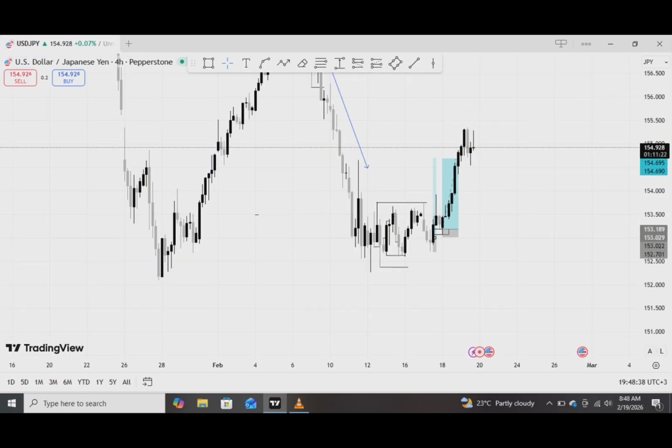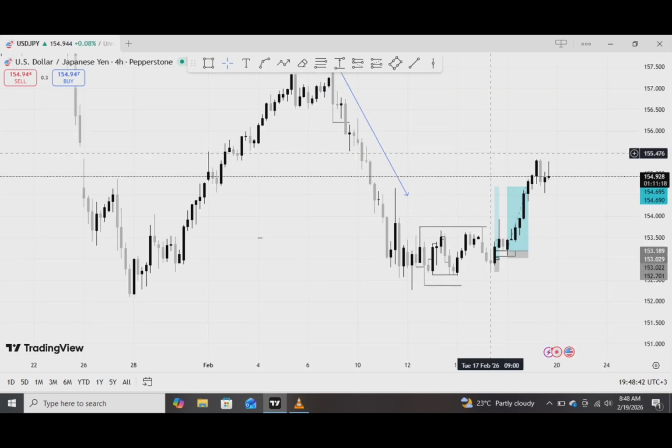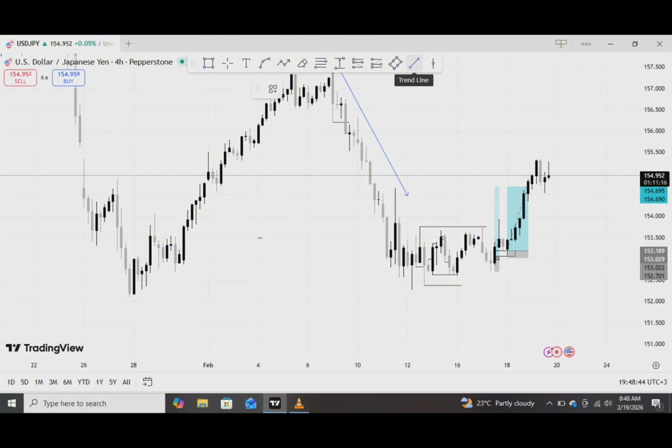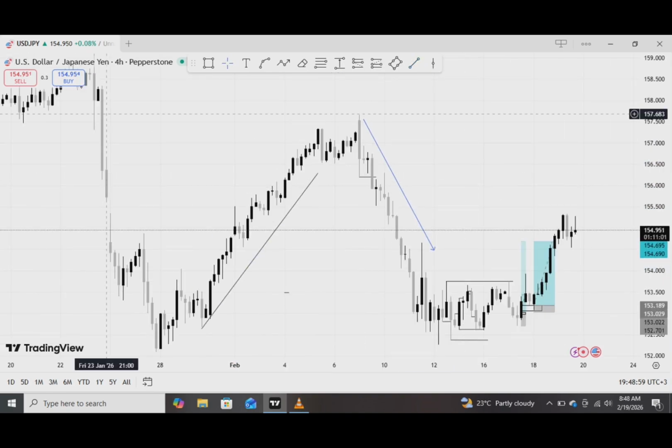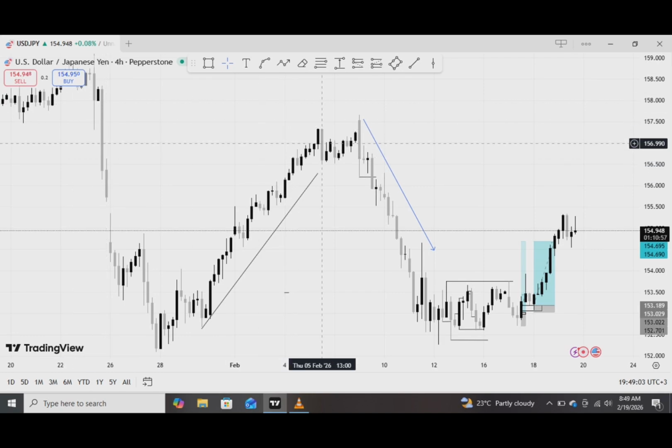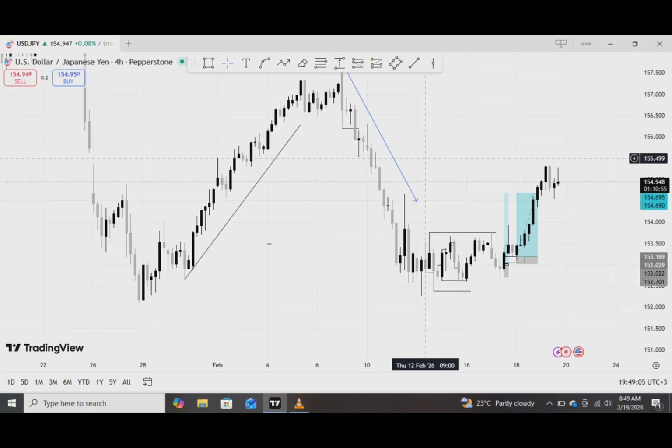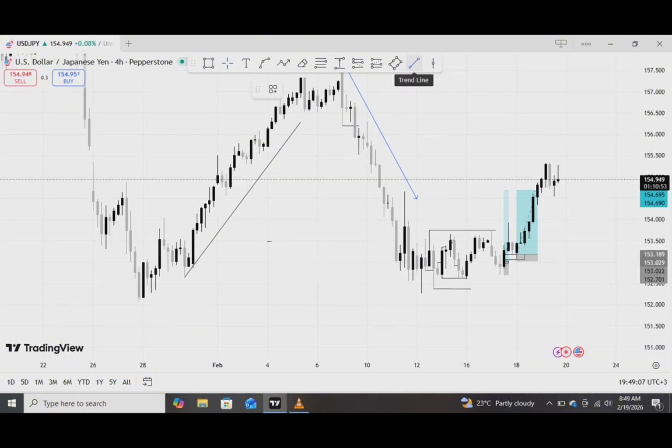So firstly, as you see here, in the last days of January, the market was in a bullish momentum. Once it reaches this break of block, the market returns back to the downside. But let me show you one thing here.